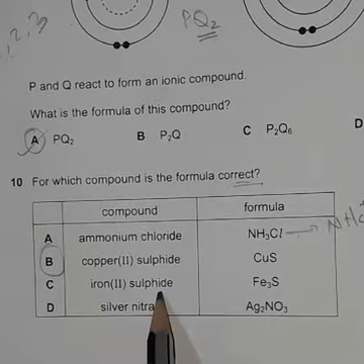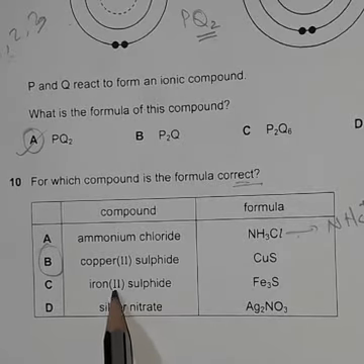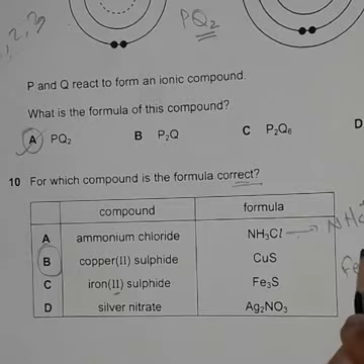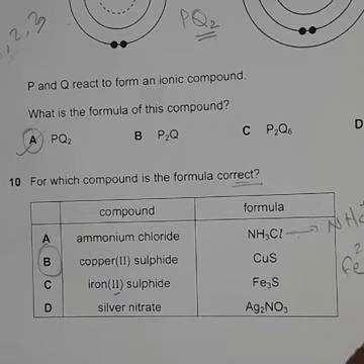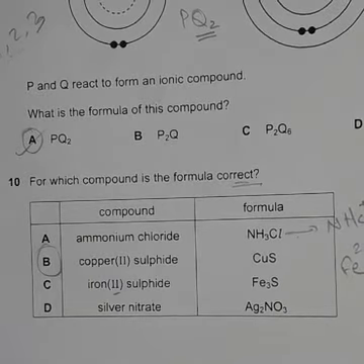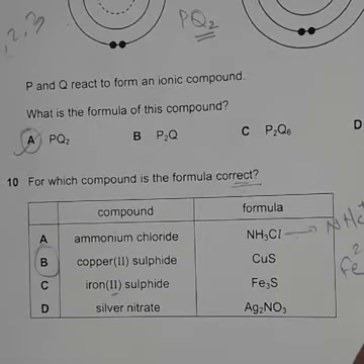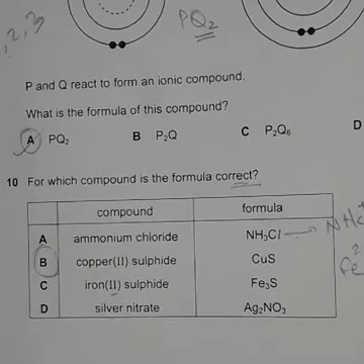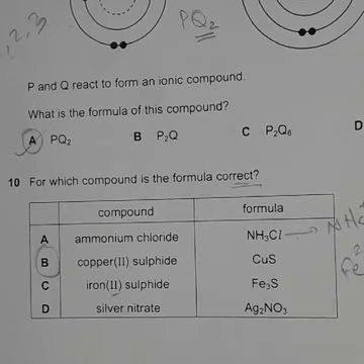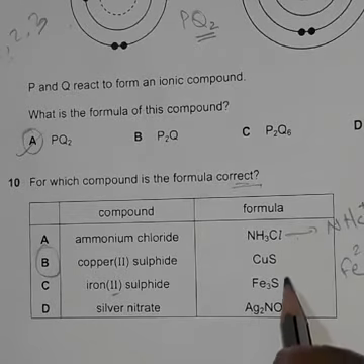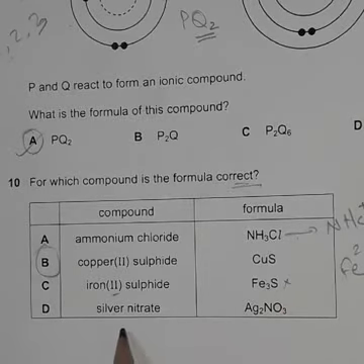Iron 2 sulfide, it is already given iron 2. So you know it will be Fe2 plus, sulfur it is S2 minus, oxygen, sulfur, these are group 6, so it is 2 minus. So the formula will be FeS, not Fe3S. Okay, this formula is wrong.